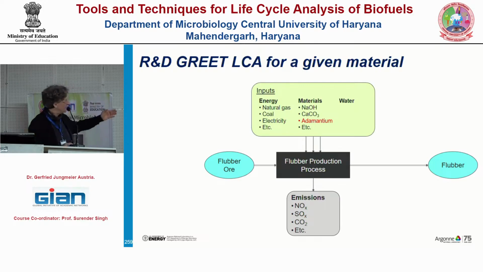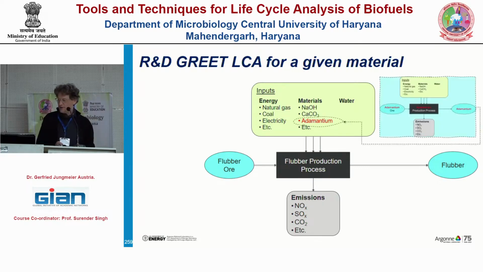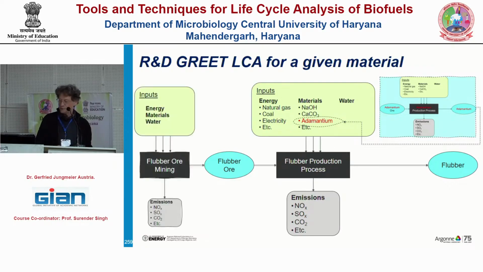So if you want to insert a new process, you make the flubber process, and you have specific inputs, you have specific emissions, and you put in flubber ore, and the final thing is the flubber. You have to think about where the material I need for making the adamantium is coming from. I also have to insert a new unit process. So it just guides you through how you build up a new process.